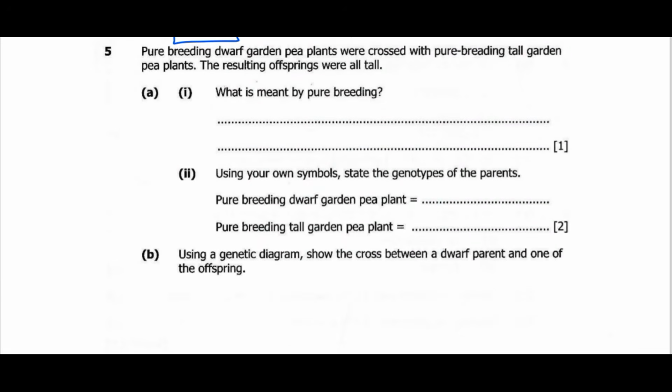Then question 5: pure breeding dwarf garden pea plants were crossed with pure breeding tall garden pea plants. The resulting offspring were all tall. Then question A1, what is meant by pure breeding? So pure breeding, in terms of the alleles, we are going to have the same letters. If they are capital letters, same capital letters. Then if they are small letters, like that. But in terms of the definition, this can be defined as a group of identical individuals.